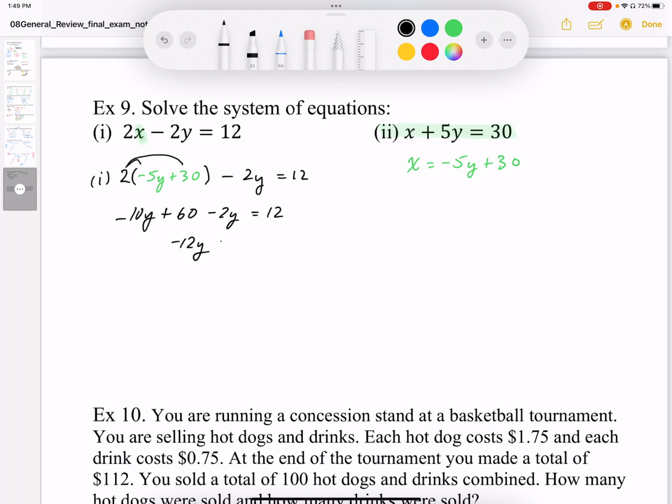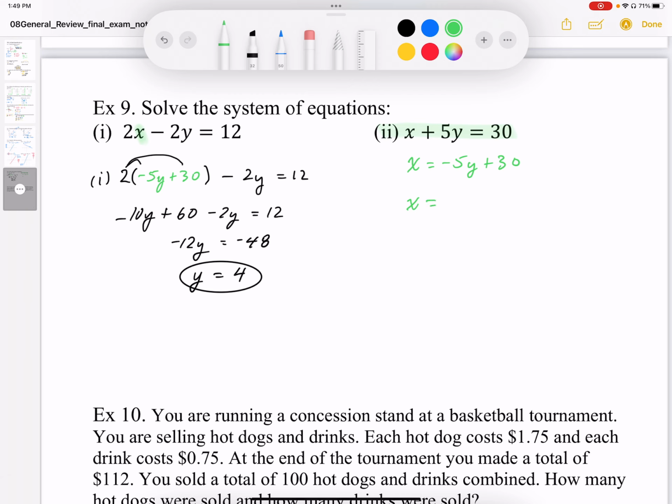I'm going to subtract 60 from both sides. And that's going to give me, when I do negative 48 divided by negative 12, negative divided by negative is positive. So I get positive 4 as my answer for y. Now remember that you're not done because we still need to solve for x. And what I can do is I can use original equation 2 to solve for x.